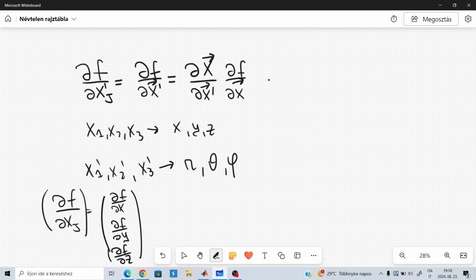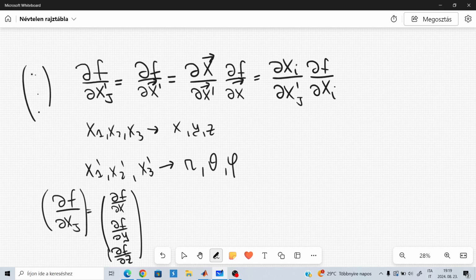It's easier to think about this in index notation. This would be dx i, dx prime j, and then here we have df dxi, like this. So this j here is an index that spans the three rows of the vector. So we have the first row, second row, third row, because this is a column vector.